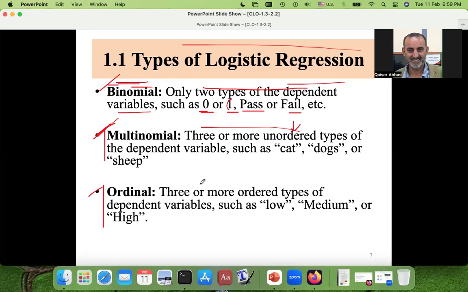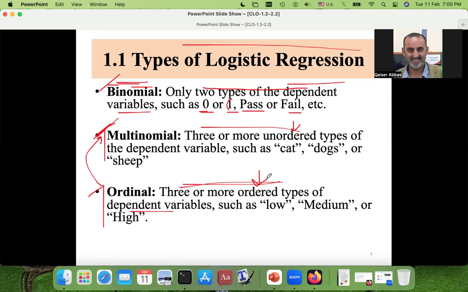Ordinal is again 3 or more types of dependent variable. This is a sophisticated word, okay? But you can understand that dependent variable means the class that will be predicted, your target variable, your target class. So 3 or more, and ordinal is similar to this one, but the only difference is order.